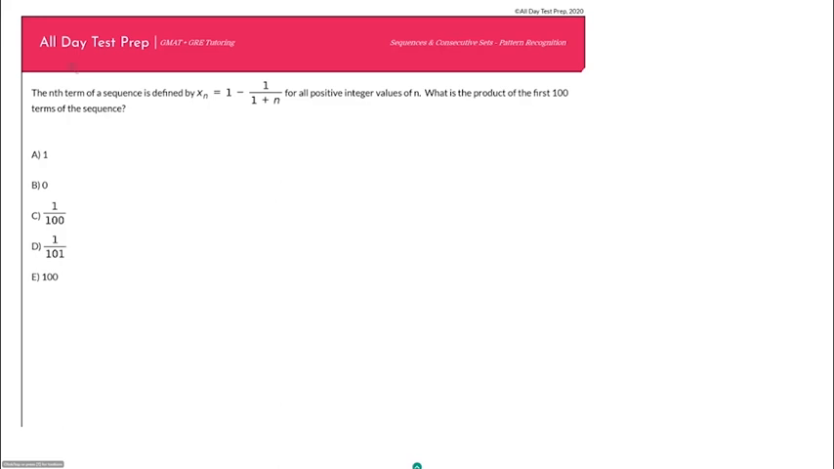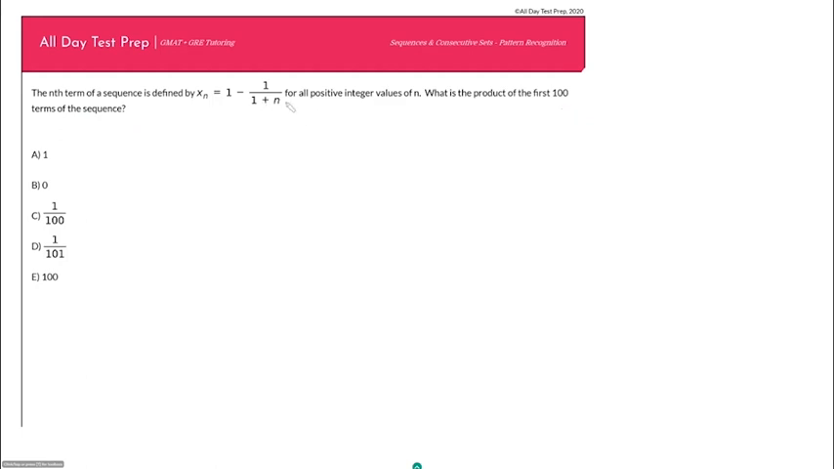So this question says the nth term of a sequence is defined by x sub n is equal to 1 minus 1 over 1 plus n for all positive integer values of n. What is the product of the first 100 terms of the sequence? I don't necessarily know where this question is going. I know that I can't multiply out 100 terms.